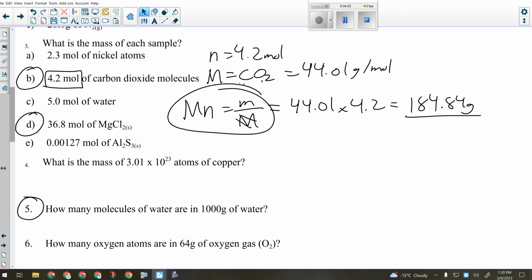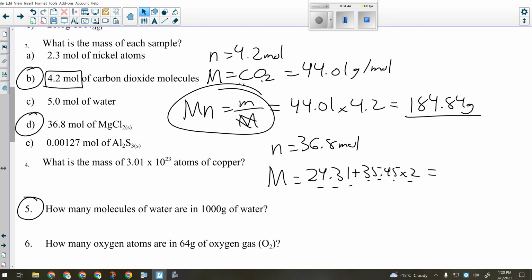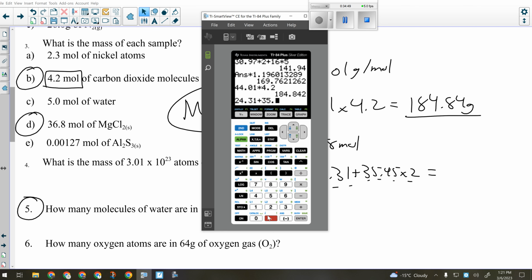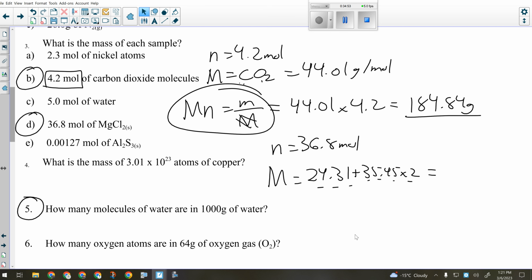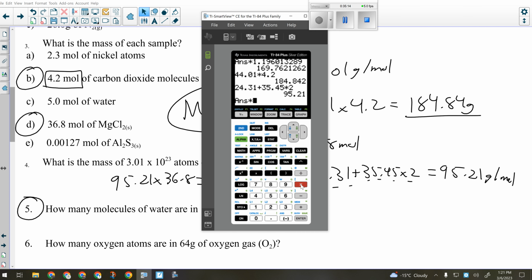We're still going to use this manipulation of the formula. It's just that this time n is 36.8 moles, and we're dealing with magnesium chloride, so that'll be 24.31 plus 35.45 times two. So there's my two chlorines, and that's my magnesium there. So we're looking at 95.21 grams per mole. Now that we know n and big M, we just plug them into this formula: 95.21 times 36.8. So we're looking at 3,503.73 grams for that one.